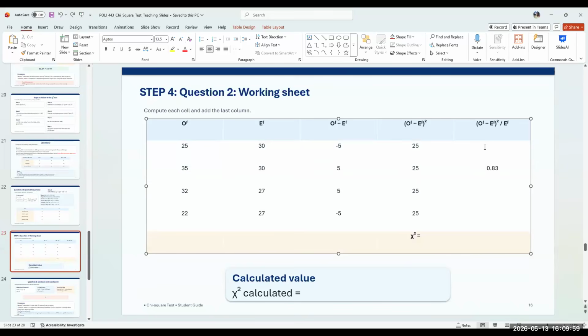So now the first one, 25 divided by 30 will give us 0.83 in that order. Then the next one is what? The next one is 25 divided by 27. That one will give us what? 0.92.